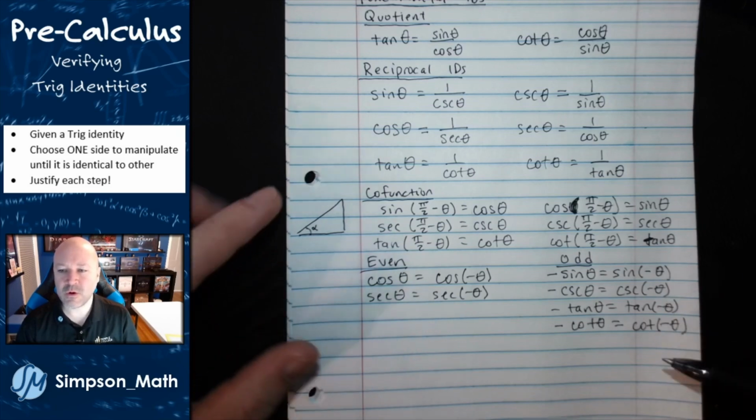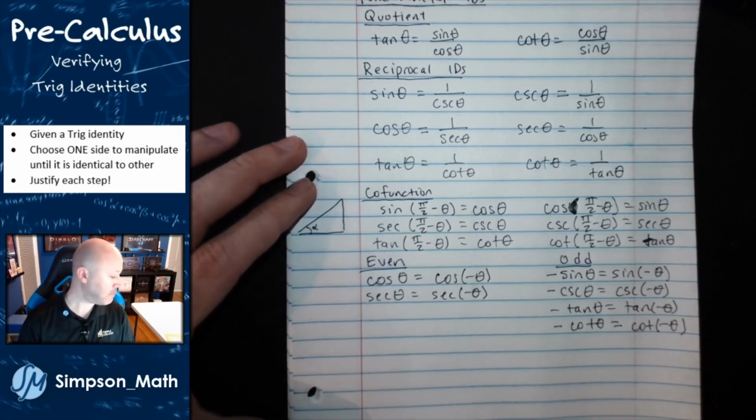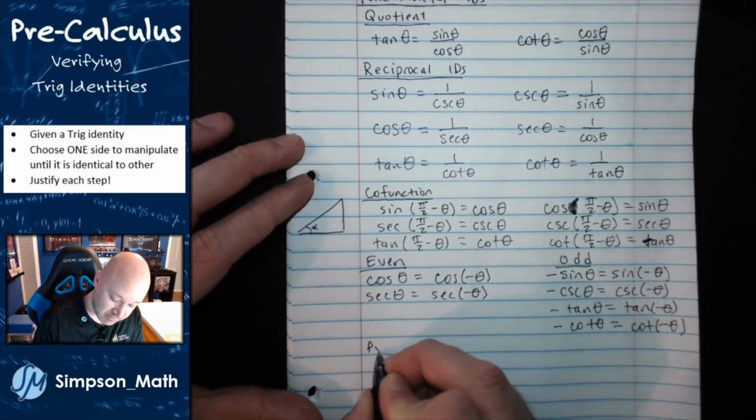I think there's just one more I need to write down, and that was the Pythagorean identities.